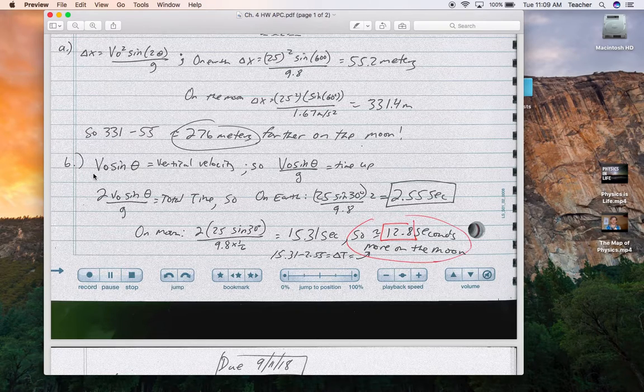For this, it's asking about the time. So I recognized that the initial vertical velocity was going to be v0 sine theta. Well, the change in vertical velocity divided by acceleration gives me time. So that would be the time to the tippy top. The time coming back down would be the same amount, so I'd add those together. So basically, I just derived this formula, kind of cool, to figure out the total time. On Earth, that ended up being 2.55 seconds. On the moon, about 15.31 seconds. So 12.8 or 13 seconds-ish more on the moon when you subtract the 2.55 from the 15.31.